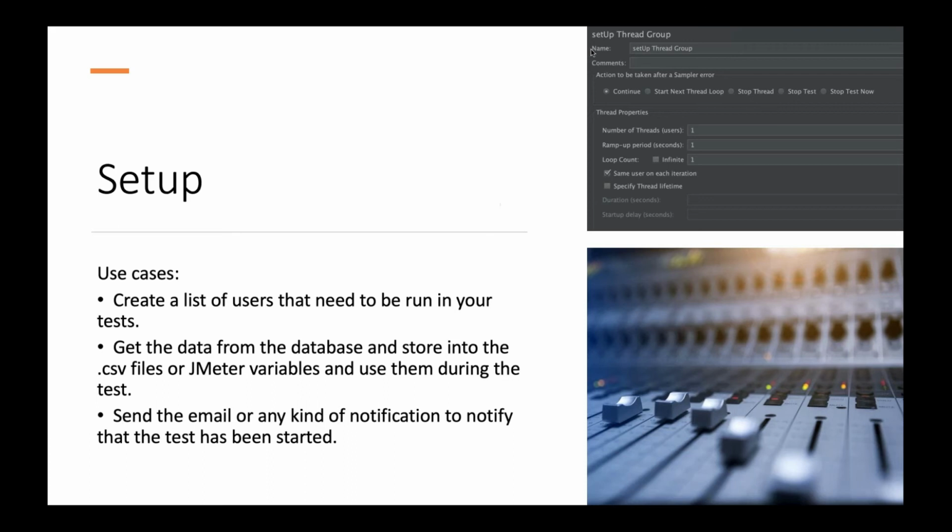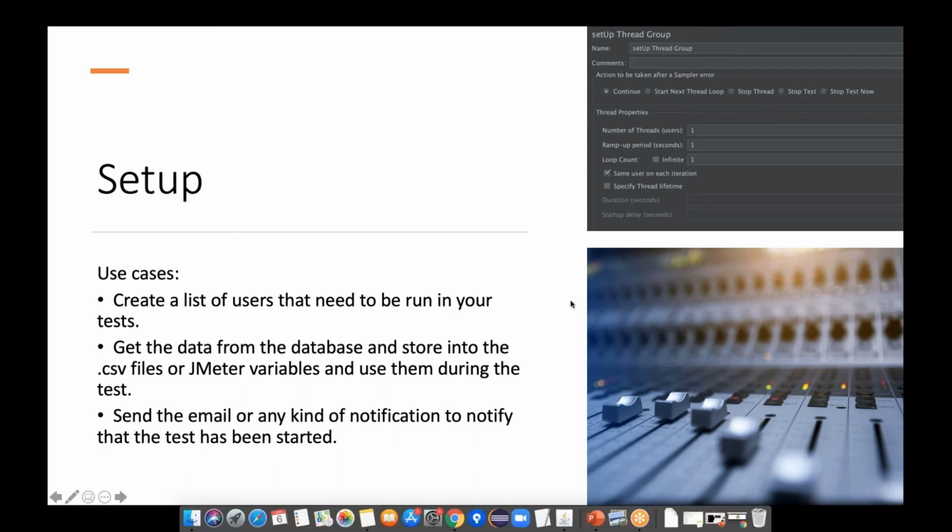So how does this look? We can see in the diagram at the top right corner. The setup thread group will be something like this, where it has the name of the group. By default it is Setup Thread Group only. That's fine. If you want, we can write comments, or else we can ignore. And here we have an action. What is the action? As part of before testing, what has to happen?